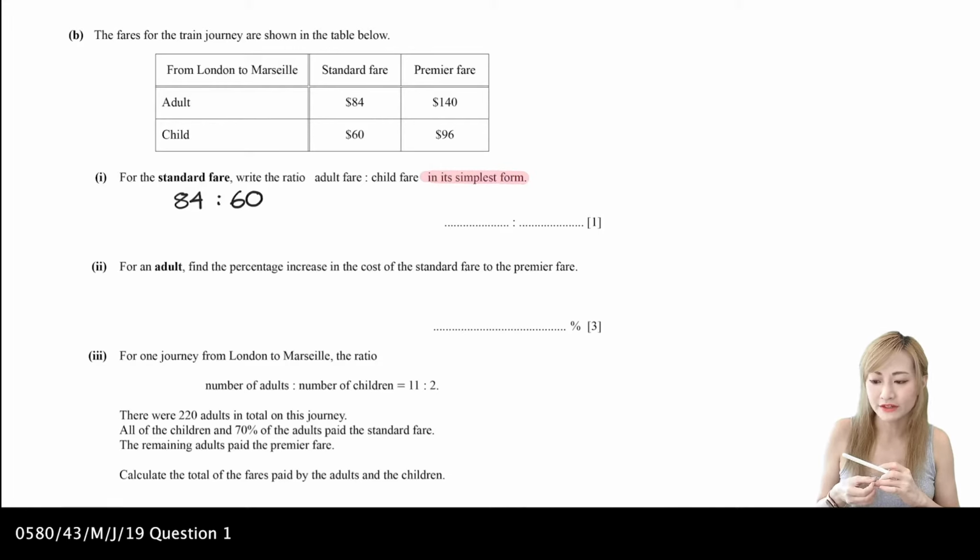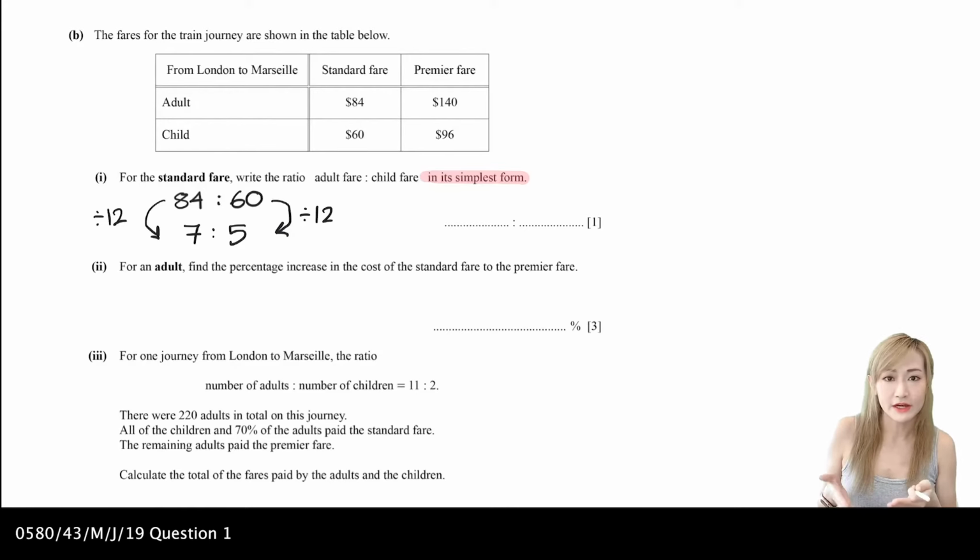So if we can divide both numbers, 84 and 60, by a number, then we can do that. Or to do it in one step, you want to divide the numbers by its highest common factor, which is 12. If you divide both numbers by 12, you get 7 to 5, which there are no more common factors between 7 and 5, so that's the ratio in its simplest form.